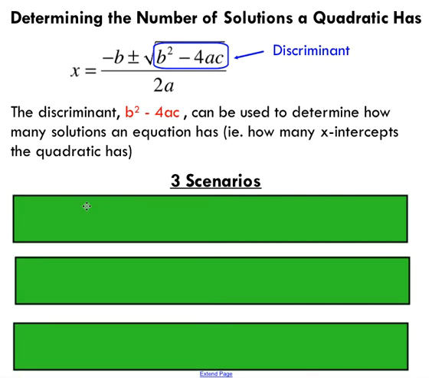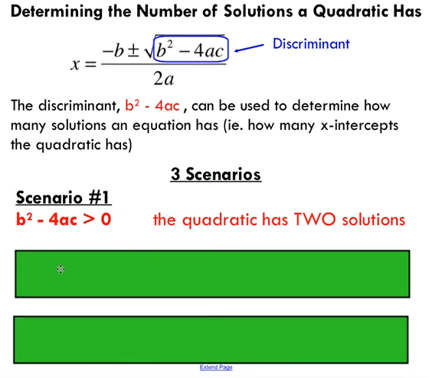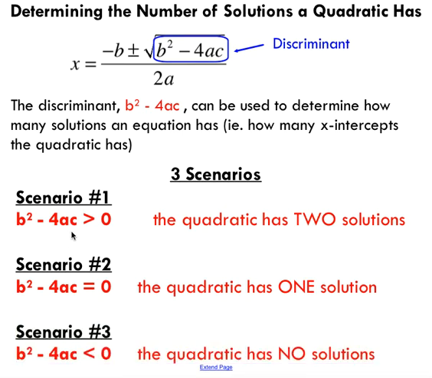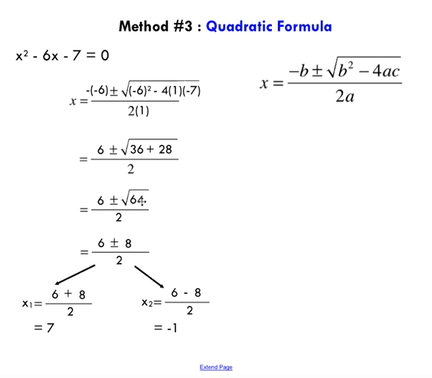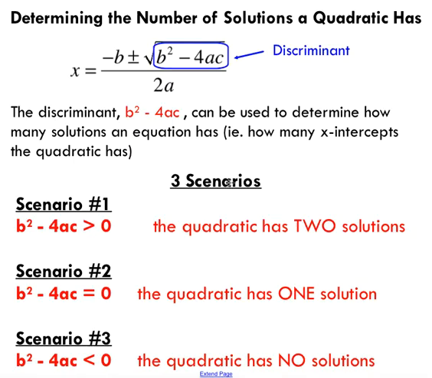Now there's three scenarios that you're going to look at here. Scenario 1, 2, and 3. Scenario 1 is when your discriminant is a positive number, so greater than 0. This tells you that the quadratic is going to have two solutions, and we just saw an example of that. Our discriminant was positive, and we ended up with two solutions. So we're going to cross the x-axis twice.